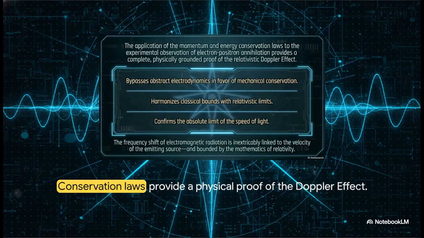By looking at this very simple physical process of electron-positron annihilation, we've actually done something pretty profound today. By bypassing abstract electrodynamics entirely, we used the completely indisputable mechanics of energy and momentum conservation to provide a complete, physically grounded proof of the relativistic Doppler effect. We've harmonized the classical bounds with the relativistic limits, and through pure algebra, confirmed the absolute speed limit of light.